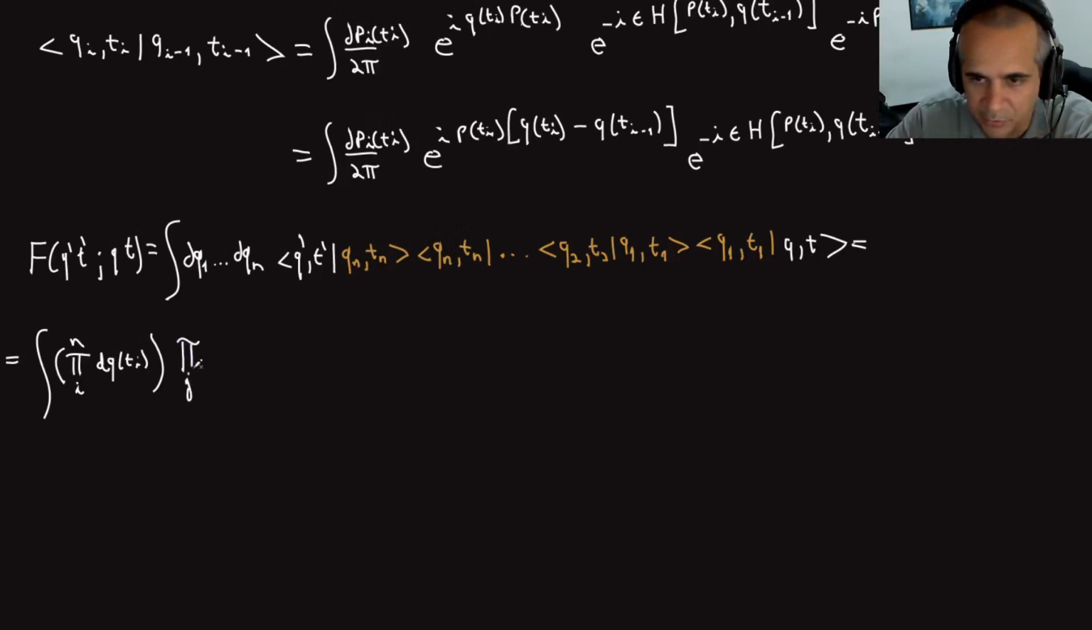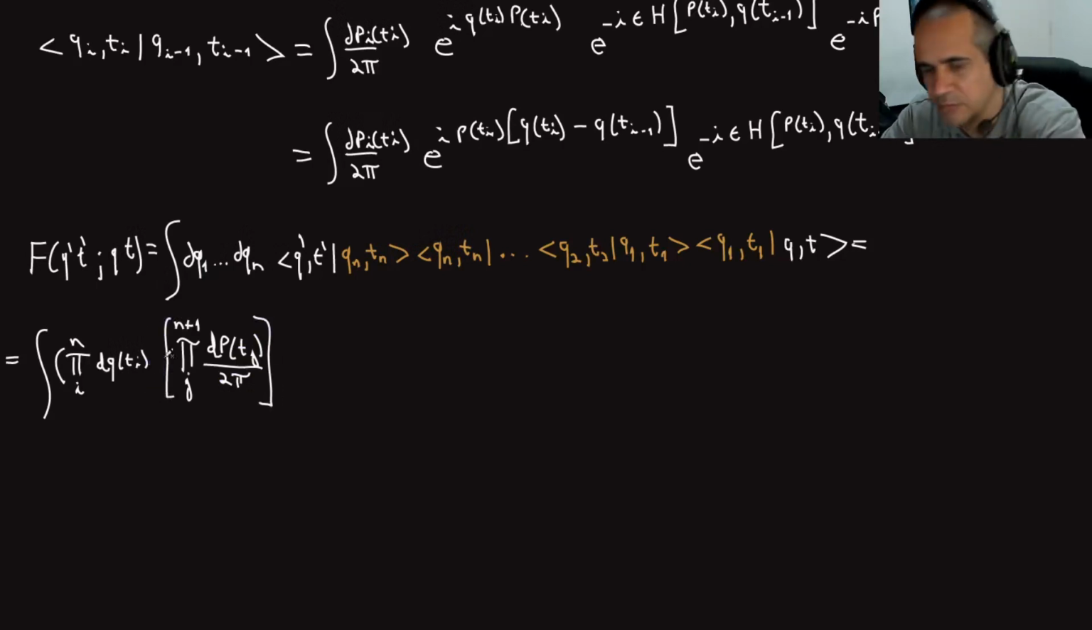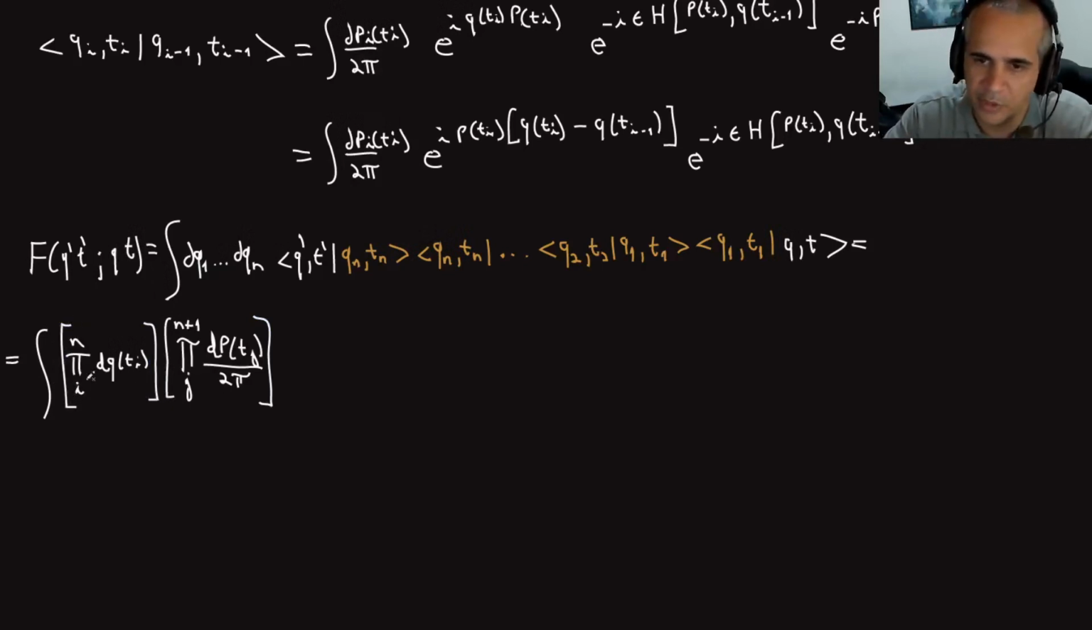So the integrals in momenta, I'll use j. They go to n plus 1, dp of t_j over 2 pi. Each of these integrals comes with a factor of 2 pi. Let me put these in brackets just to make things more clear. I have all these integrals. And I have a lot of elements like these ones. So for each of these brackets, I'll have one exponential of this kind and another one of this kind. Let me start grouping the ones of this sort, right?